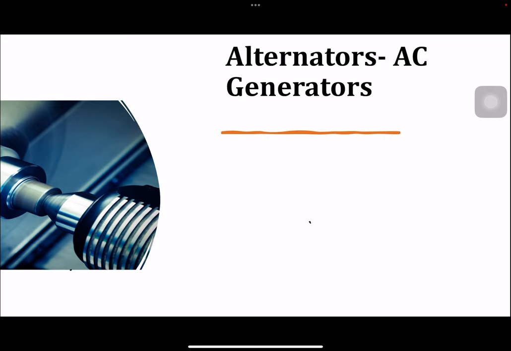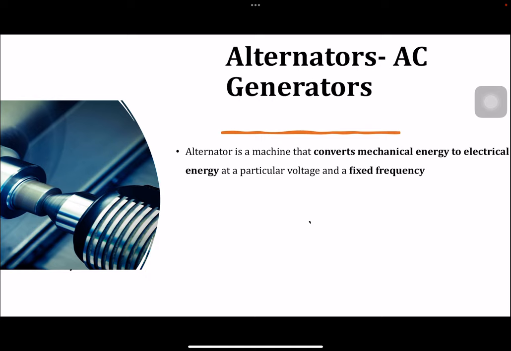So in today's session, I will just give a brief introduction on alternators. From the heading itself, it's clear that an alternator is an AC generator. It's a name given to an AC generator. We all know the purpose of a generator: a generator converts mechanical energy to electrical energy, and an alternator is an AC generator. So that's the first point. An alternator is a machine that converts mechanical energy to electrical energy at a particular voltage and a fixed frequency.